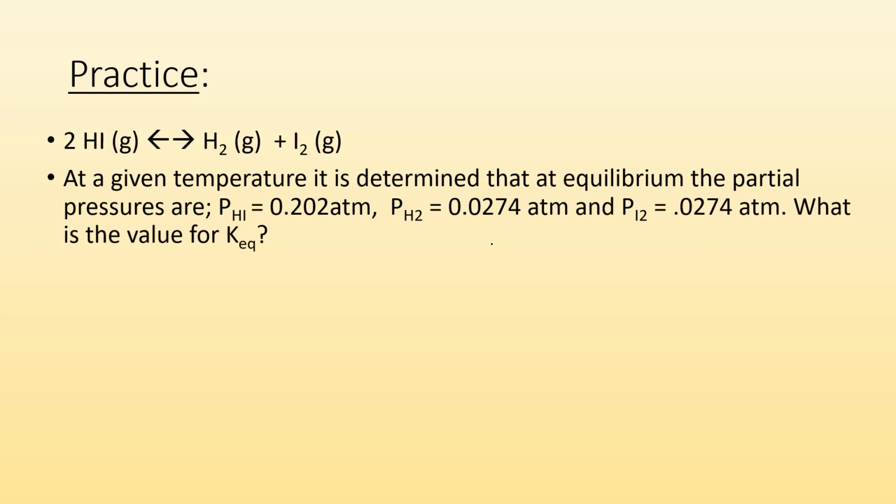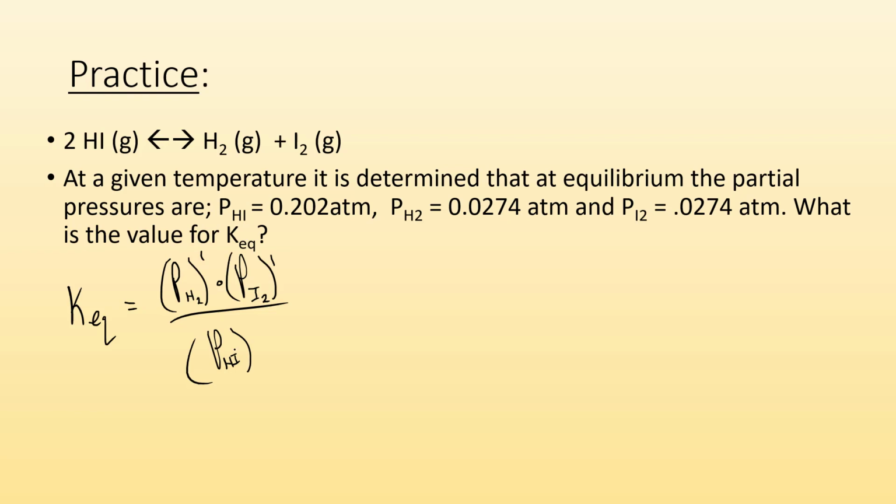So practice. 2HI is in equilibrium making H2 and I2 gas. At a given temperature, it's determined that at equilibrium, the partial pressures are for HI 0.202 atmospheres, for H2 0.0274 atmospheres, and I2 0.0274 atmospheres. What is the value for KEQ? So first step, figure out what my KEQ expression is going to look like. It's going to be the pressure of the products, H2 to the 1 times the pressure of I2 to the 1, all over the pressure of HI squared.